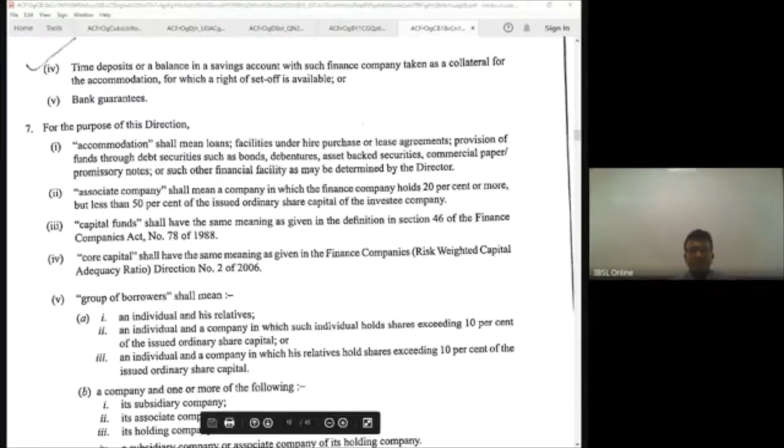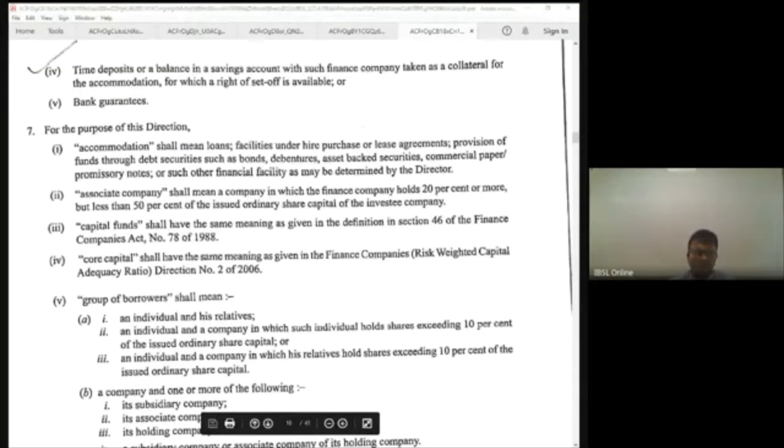Now, People's Leasing and Finance PLC has invested in People's Insurance. 75% of shares of People's Insurance belongs to People's Leasing Company. Now my question is, is People's Insurance a subsidiary of People's Leasing Company? Yes or no, then why?